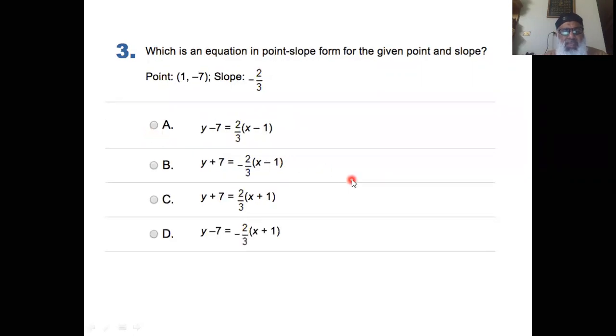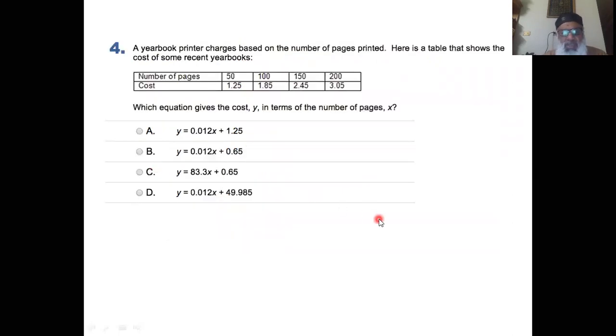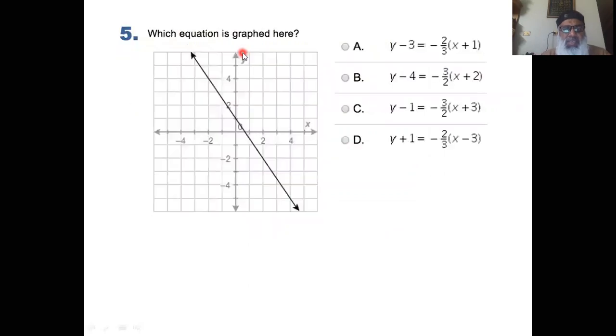Okay, the next one gives an equation and asks to find the slope. So the point is also given: y plus 7 equals minus 2 by 3 times x minus 1. So it seems to me that it sounds good if you are clicking B. Okay. So once again, it's a problem just like that. A yearbook print charges, and then come to this one. You can also find out the line, and this is all about that.